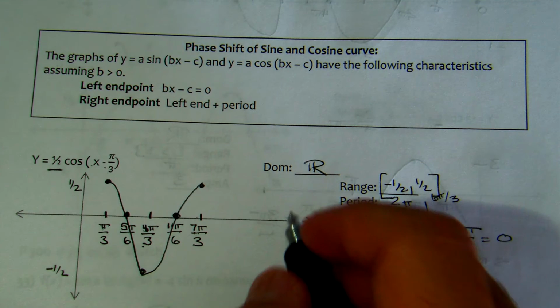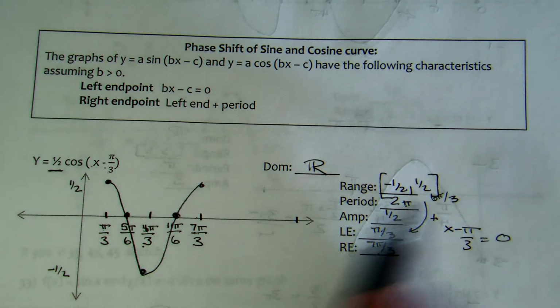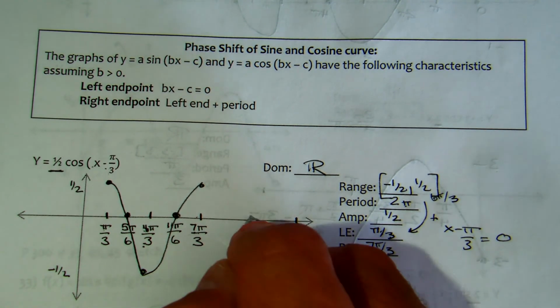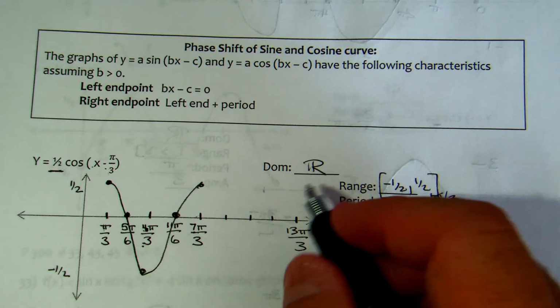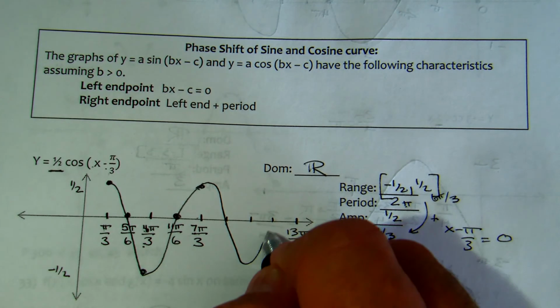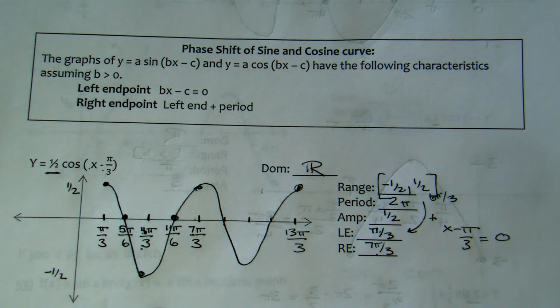Okay? And then again, repeat yourself. The period's 2 pi, so I'm going to add 6 pi over 3 to that. So 13 pi over 3. And then kind of eyeball anything. You don't have to label that with axes, but quarter zero, half min, quarter zero, boom. I got my graph.